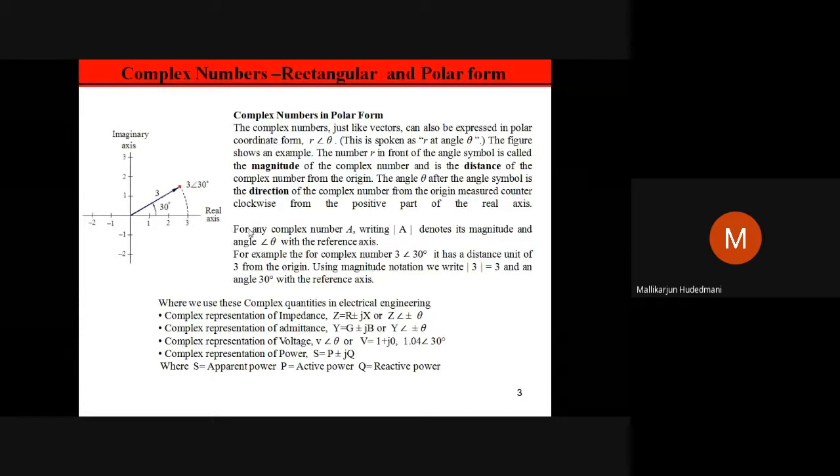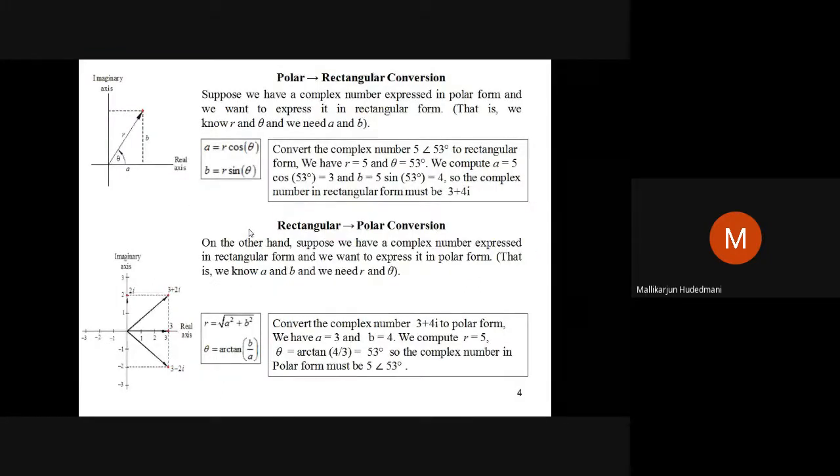Yes, my friends, it is possible. It is possible to convert a rectangular format into polar, and polar into rectangular. How is that? Let's look into this. Suppose you have a quantity. Look into this diagram. Imaginary axis, real axis. R angle theta. This is a polar representation. What is this? Polar to rectangular. I would like to understand.